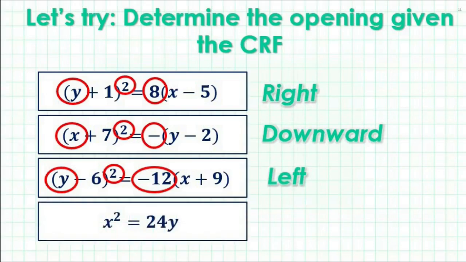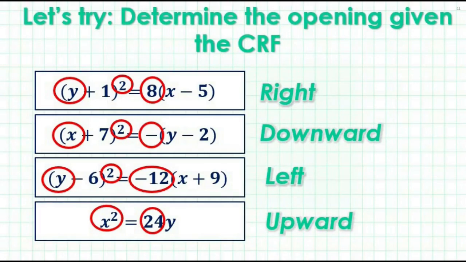And lastly, we have x squared equals 24y. Obviously, x is the one that is squared here. And our 4p is represented by positive 24. Therefore, we can conclude that this is a parabola that opens upward.